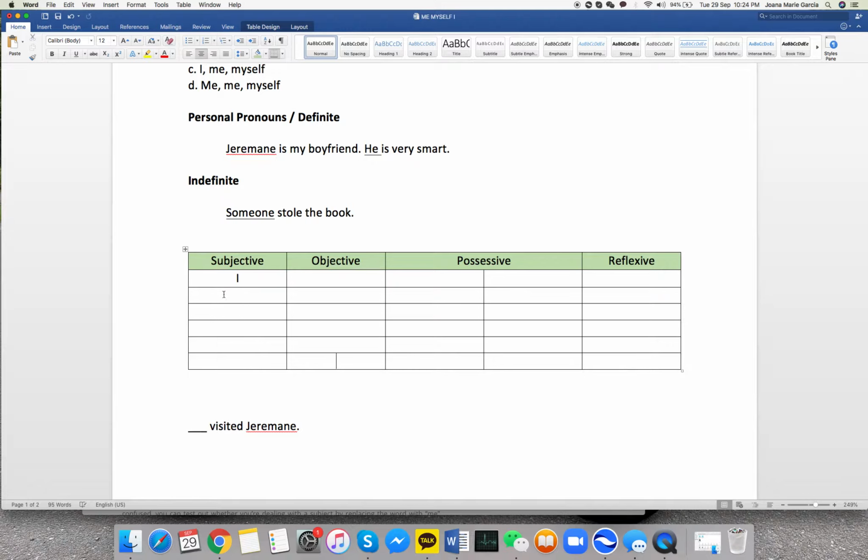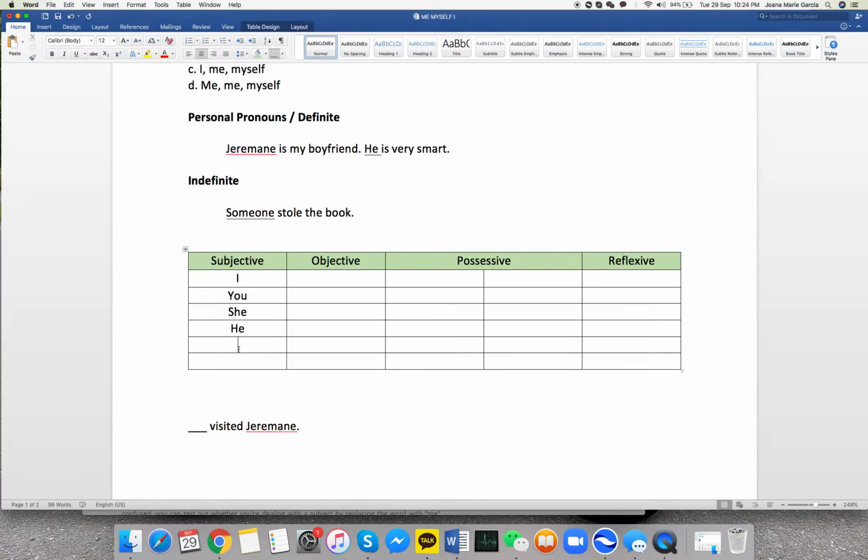The second one is you: you visited Germain. The third one is she visited Germain. The next one is he visited Germain. Then we visited Germain, and they visited Germain. And it: if a dog visited Germain, you can say it visited Germain.